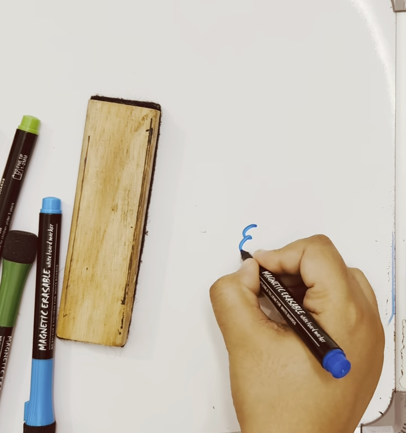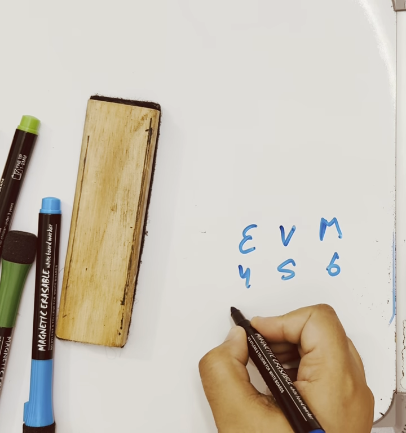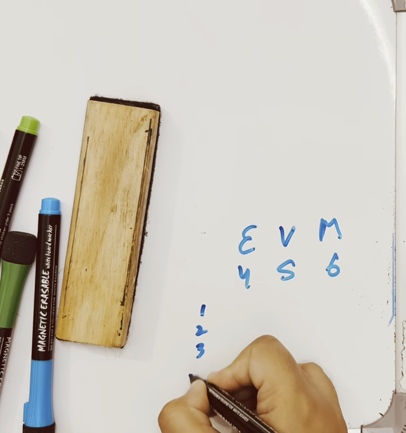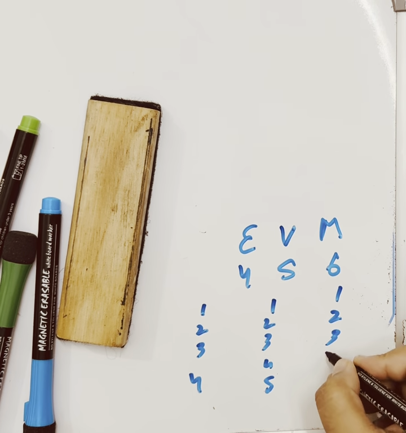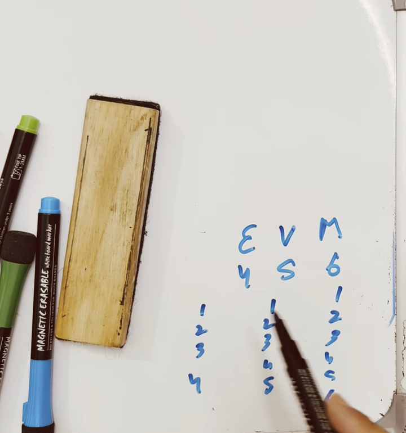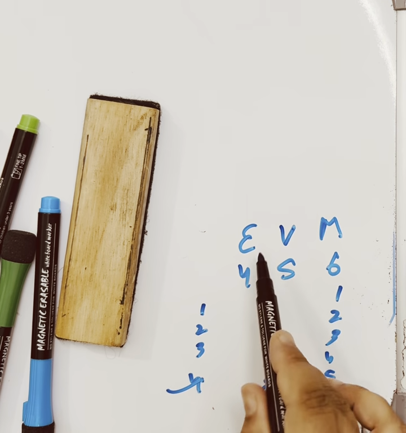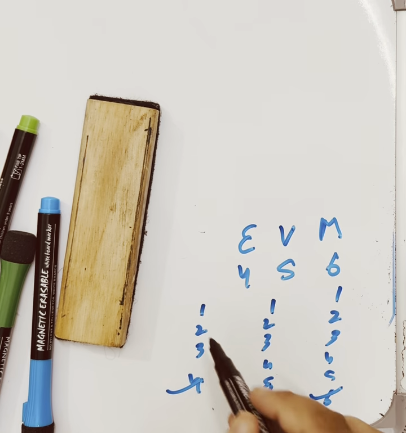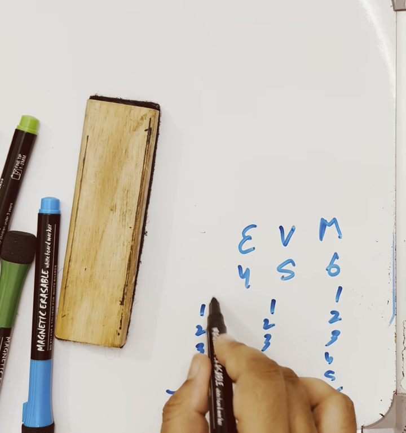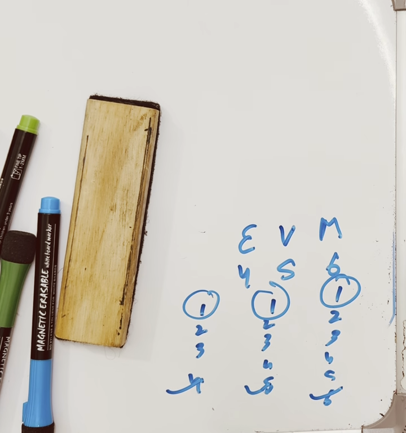So the Glasgow Coma Scale I learned with E, V, M: 4, 5, 6. So 1, 2, 3, 4; 1, 2, 3, 4, 5; 1, 2, 3, 4, 5, 6. In this, the fourth one is the best, the fifth one is the best, and the sixth one is the best in the respective eye, verbal, and motor checklist. And the worst one is 1. So you can remember it like this.